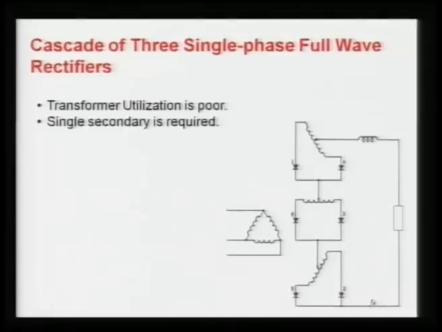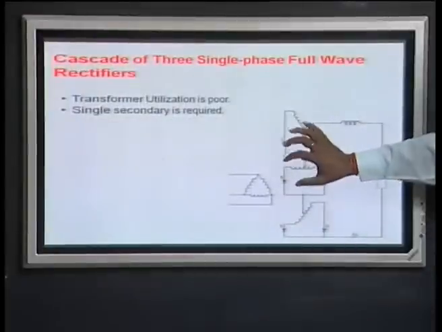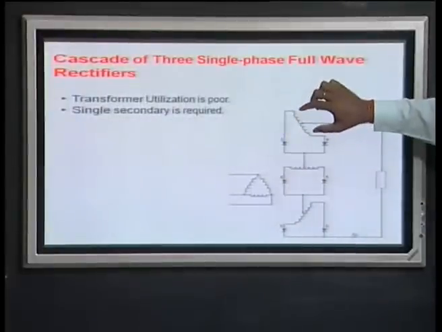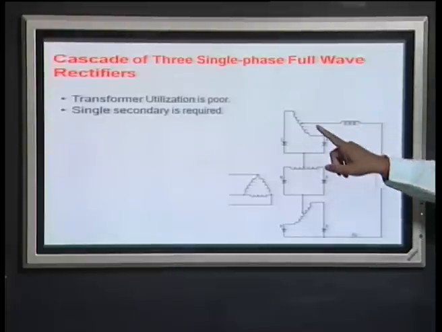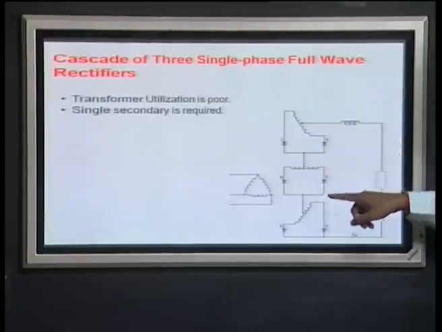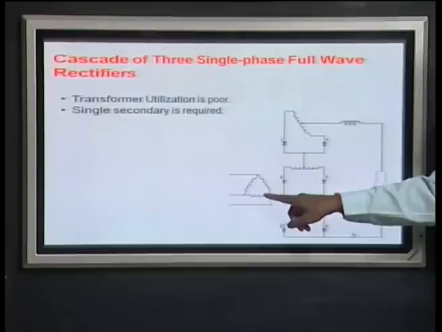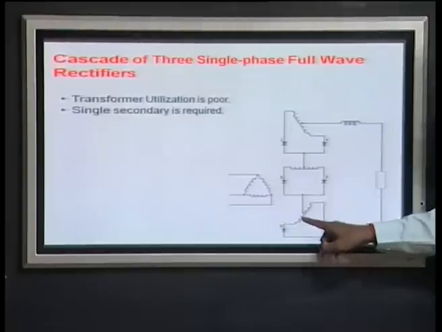Another configuration here, you can see, is similar to your single phase full wave rectifier. If you remember, let us suppose this is your phase A, and this is a center tap transformer of the secondary. Similarly, this is also the center tap of phase B, and this corresponds to your phase C.